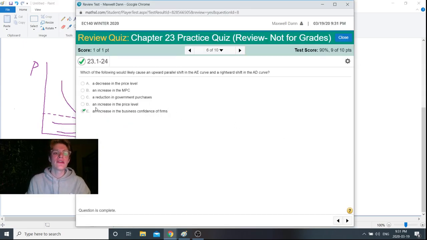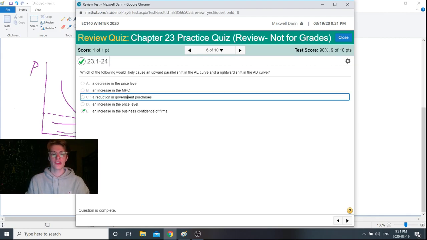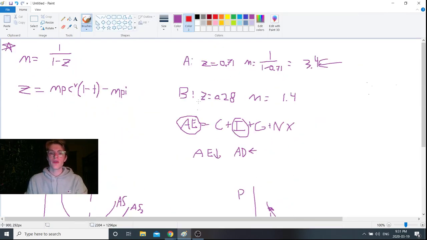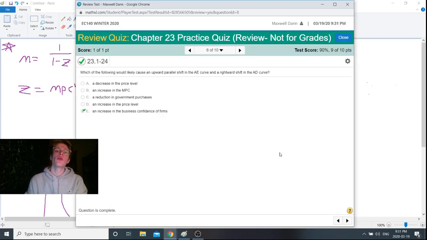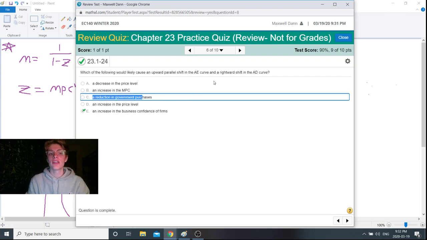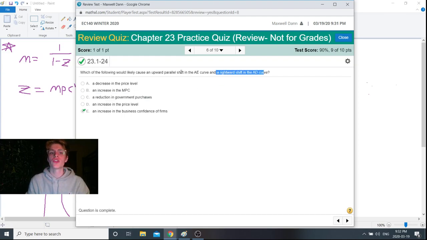So it's not D. Then it says a reduction in government purchases. So going back up to our formula here, look at the sign on G. It's also a plus. That means that the relationship with that is positively related. So if there was a reduction in government purchases, we would see AE go down and aggregate demand go left. So it's also not a reduction. That wouldn't cause a rightward shift or an upward shift of the AE curve.